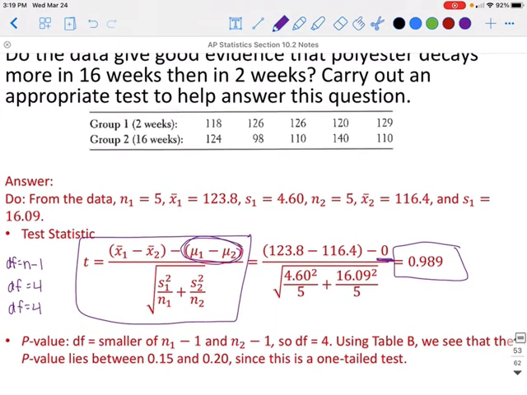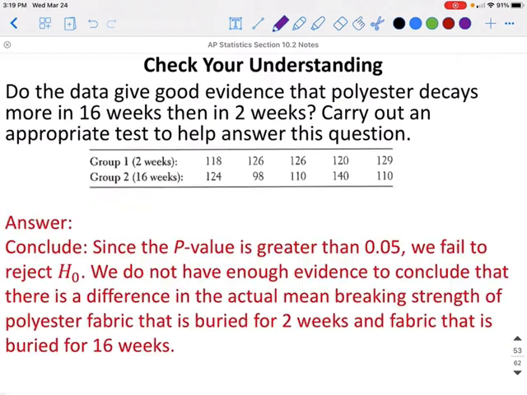And if you look at table B, if you look at the line for degrees of freedom of 4, you're going to go over until you find a t-value of 0.989. And you're going to see that if you look at the top, it's going to fall between the p-values of 0.15 and 0.20. And this is just a one-tailed test, so we don't have to do anything else with those numbers. So now we need to make a conclusion based on our p-value. Since our p-value is greater than 0.05, we fail to reject the null hypothesis. We do not have enough evidence to conclude that there is a difference in the actual mean breaking strength of polyester fabric that is buried for 2 weeks and fabric that is buried for 16 weeks.